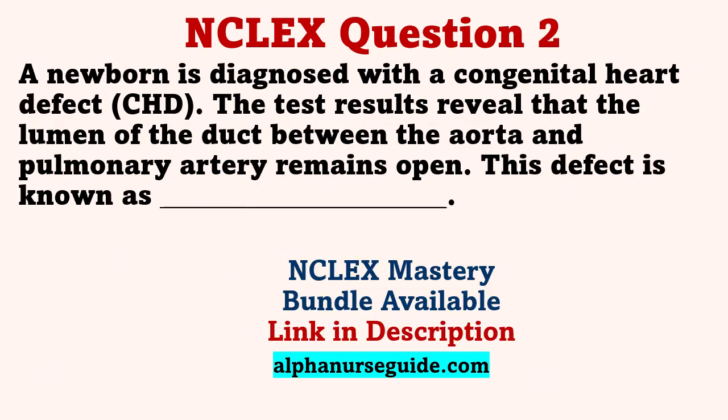A newborn is diagnosed with a congenital heart defect. The test results reveal that the lumen of the duct between the aorta and pulmonary artery remains open. This defect is known as blank. The correct answer is patent ductus arteriosus. This is a defect with increased pulmonary flow. It should close in the first few weeks of life.